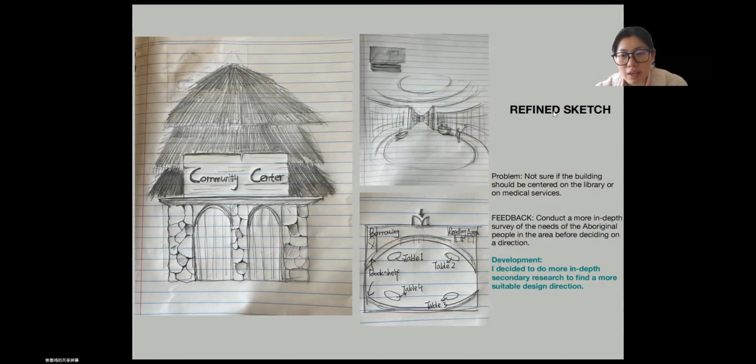In the refined sketch stage, my problem was that I was not sure if the building should be centered on the library or on medical services like the Red Cross. My tutor told me to construct a more in-depth survey of the needs of the Aboriginal people in the area before deciding on a direction. So I decided to do more in-depth secondary research to find a more suitable design direction.